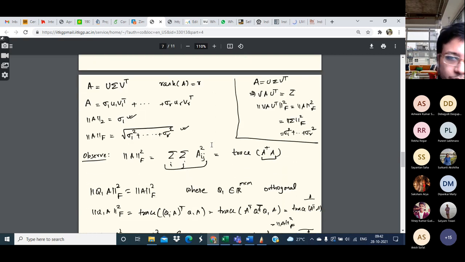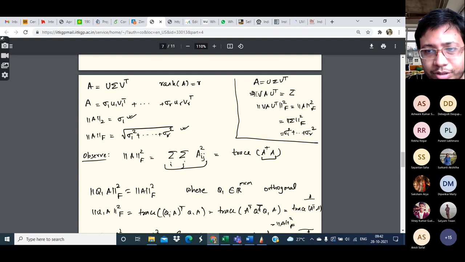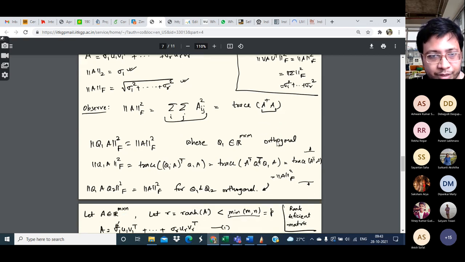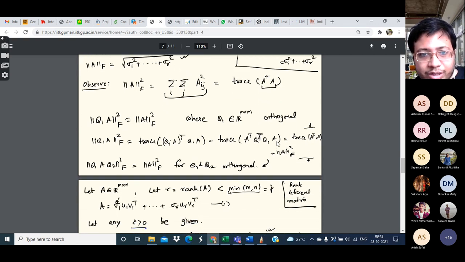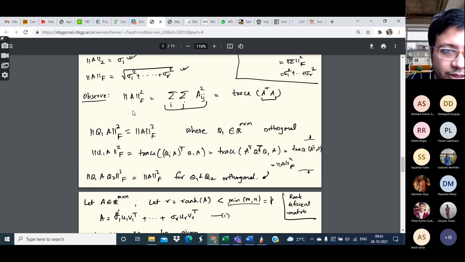Now remember that we had already studied one property, that the squared Frobenius norm of any given matrix is nothing but the squared L2 norm of its singular values. This is a result which we had seen last week itself. Now we are going to use an analogous version of this result.